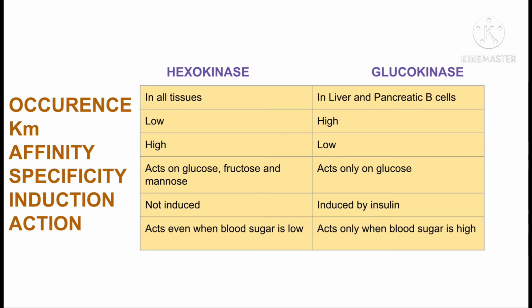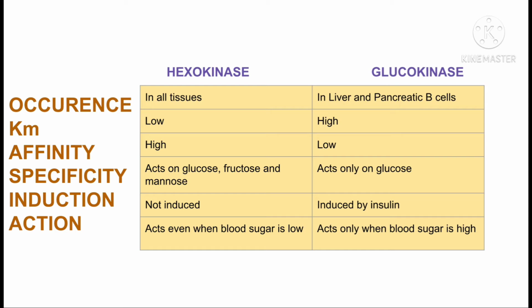As we said, step 1 of glycolysis may be mediated by hexokinase and glucokinase. Now we will look at the differences between hexokinase and glucokinase. The occurrence: hexokinase is present in all tissues, while glucokinase is present in liver and pancreatic beta cells. The Km value: the Km value of hexokinase is low, while that of glucokinase is high.